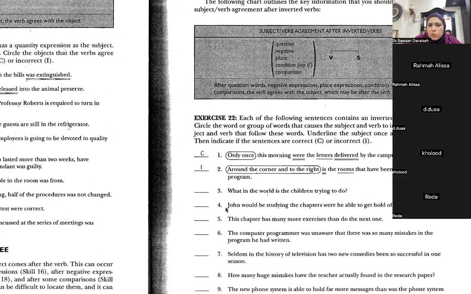All right. Let's do, for example, 4. John would be studying the chapters were he, that means if he were, but there's inversion because we removed if. Were he able to get hold of the book? What do you think of this sentence, which has if with no if, which is a conditional sentence with no if? What do you think? Is it correct? It's correct, by the way.